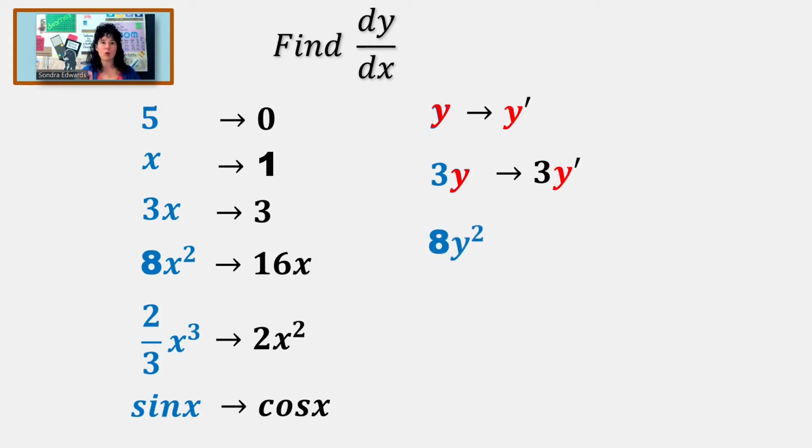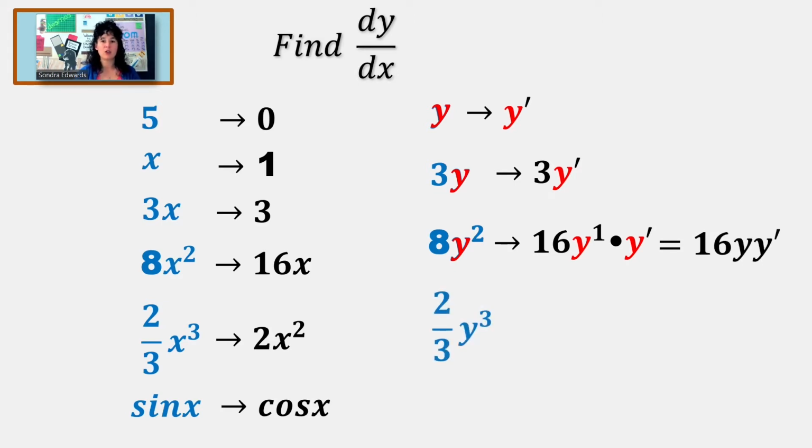Okay, how about 8y to the second? That y is an input function, so we have to use the chain rule. So the 2 moves to the front, 2 times 8 is 16, y to the first power, chain on the derivative of y, so y prime. And then the final answer there would be 16y, y prime.